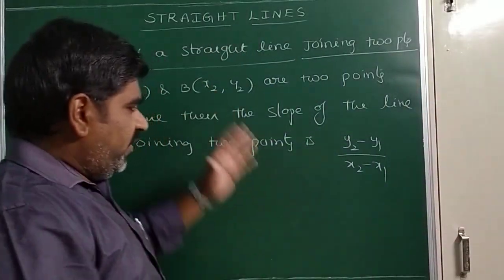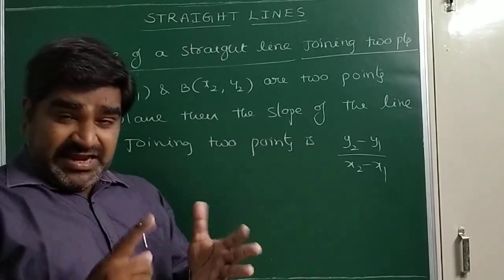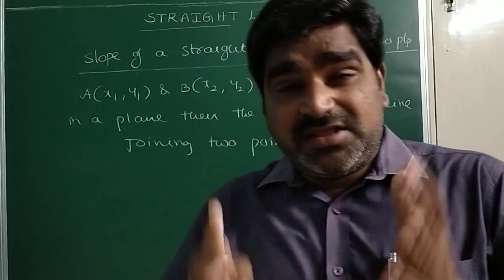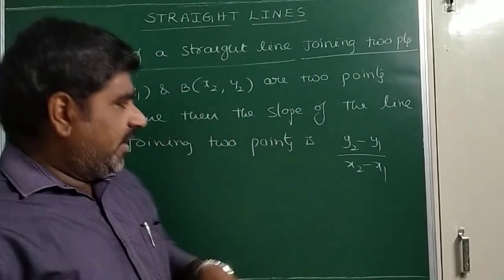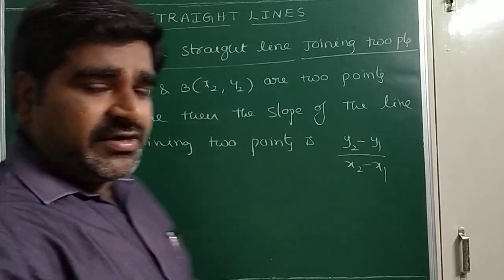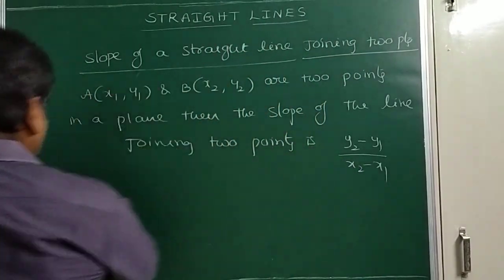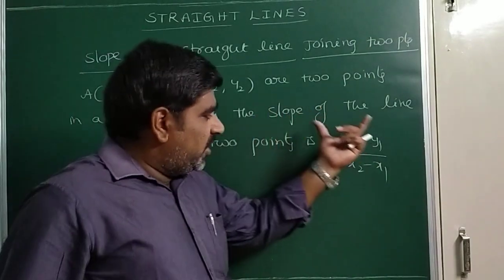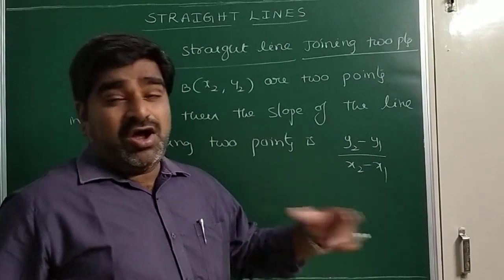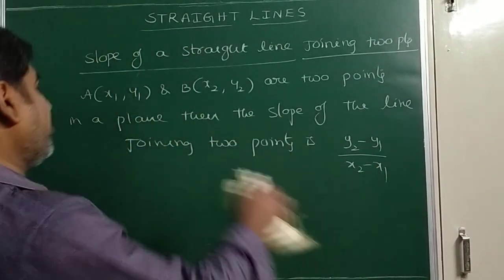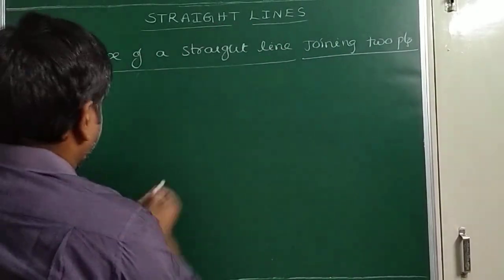I think many people know the formula, but some people know the concept. But for JEE Mains and JEE Advanced, the concept is very, very important, not the formulas. So try to learn the concept, but not the formulas. Remember, very, very important. So let us discuss why the slope of the line joining 2 points is (y2 minus y1) by (x2 minus x1). How can we apply the concept? Let us see.